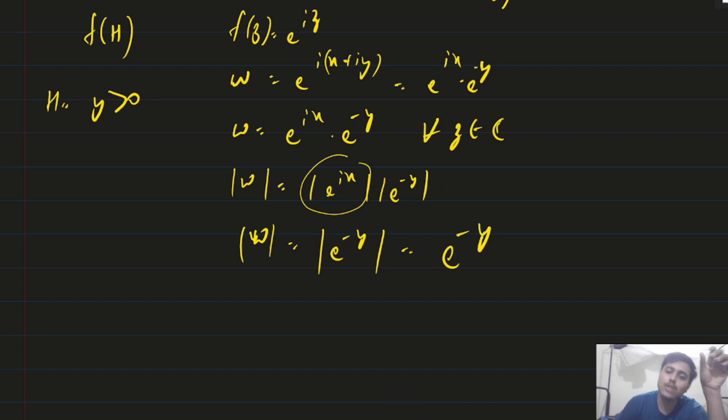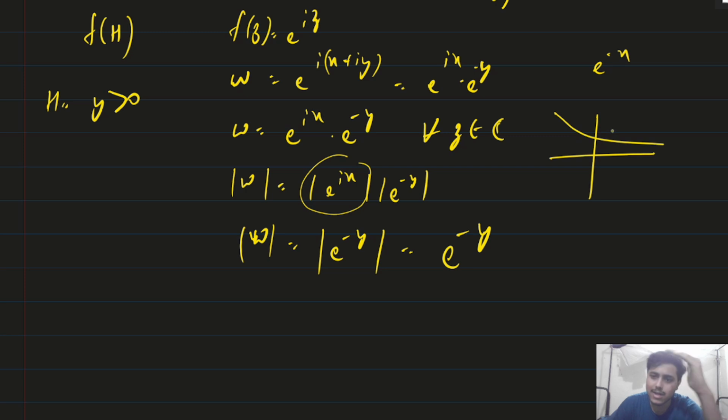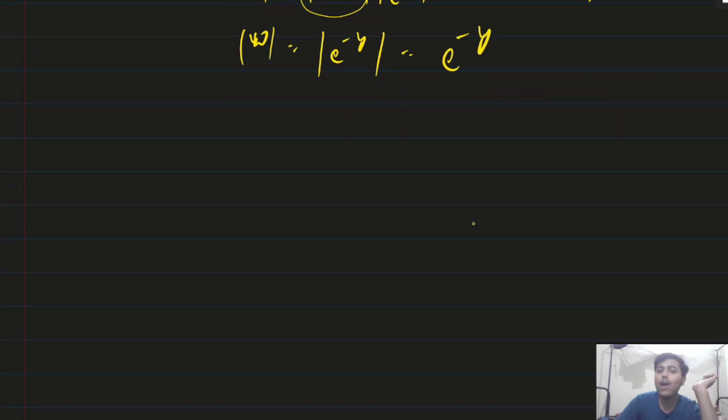Why? Because you think about the e to the power minus x graph. The e to the power minus x graph is like this. See, it is always above the x axis, so always greater than 0, right? So it will remain e to the power minus y, no change in this value. And also now think about H. What is H? We got H is all the values of x and y such that y is greater than 0, z such that y is greater than 0, means the imaginary part of z is greater than 0.